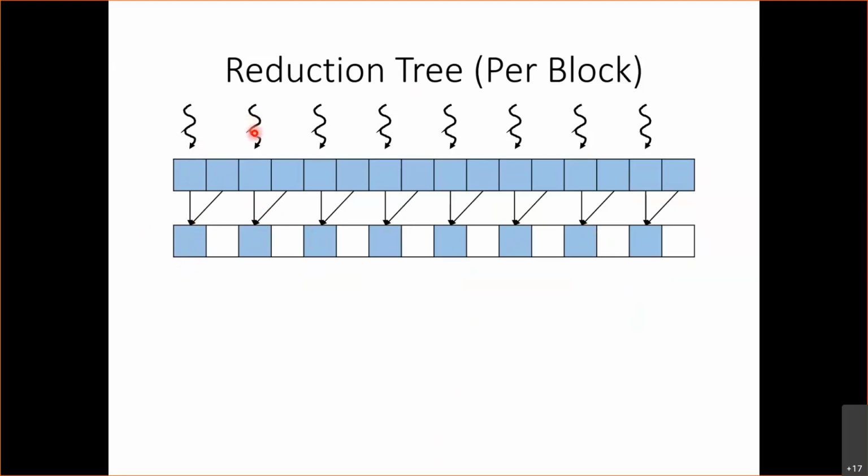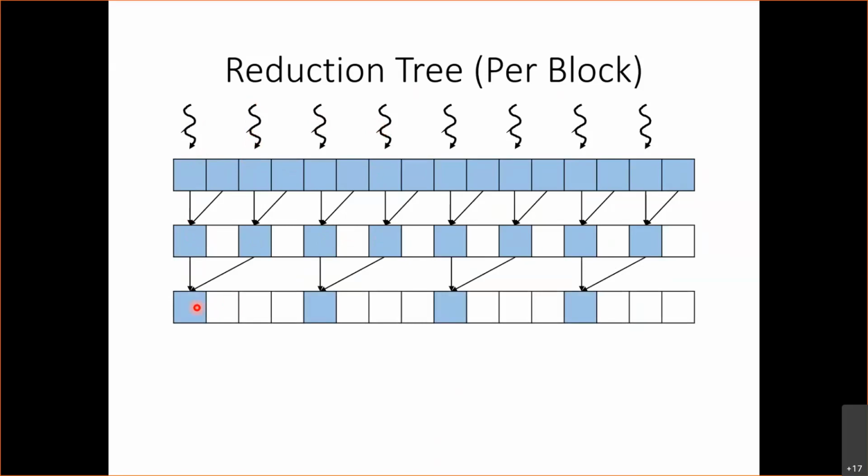So it's going to drop out. Okay. So I'm going to use this thread to add these two elements together, and this thread is just not going to do anything. And I'll use this thread to add these two elements together, and then this thread is not going to do anything, et cetera. So this is what I would do in the next step.